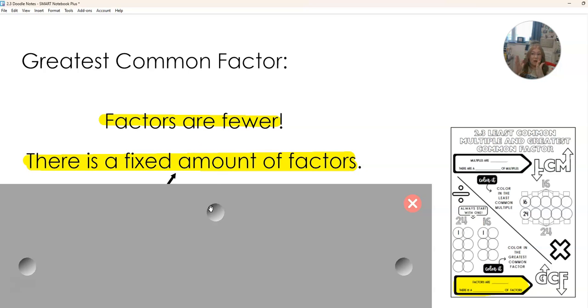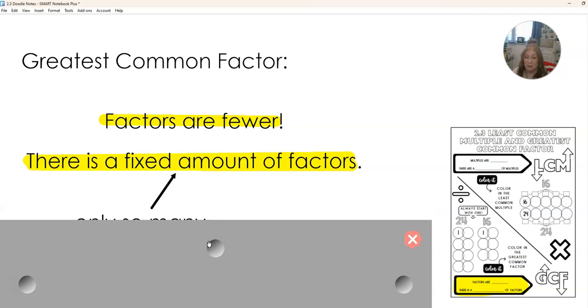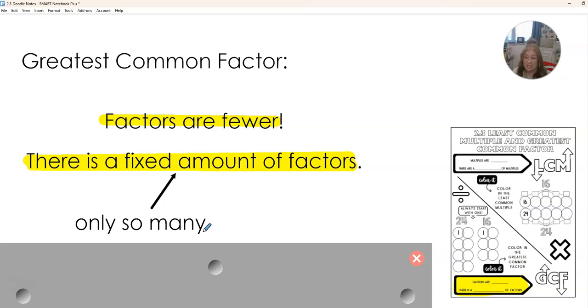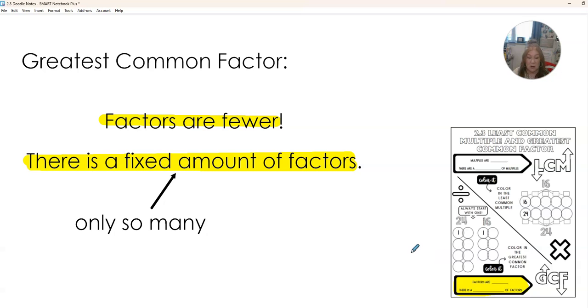There is a fixed amount of factors. Multiples went on forever. There's only so many factors a problem can have. There's only so many that there can be. There's a set fixed amount. So factors are fewer, right? We're connecting all those F's in our brains. Fixed. Factors, fewer. They all get smaller.